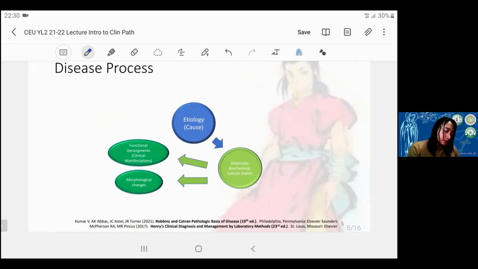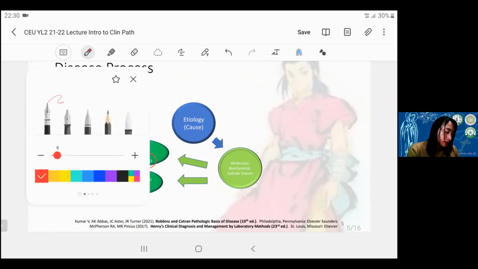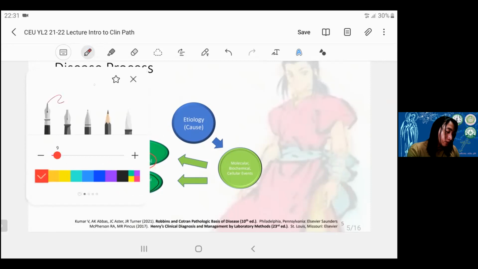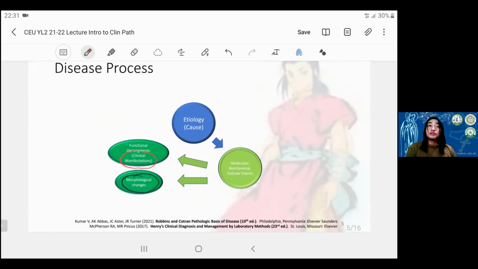And in our practice, for the clinicians or the clinical specialties, they are given the signs and symptoms of the patient or the clinical manifestation. For us pathologists, we are given the morphological changes. So both are endpoints of certain diseases. And these endpoints would be the start of our investigation on what happened to the patient.